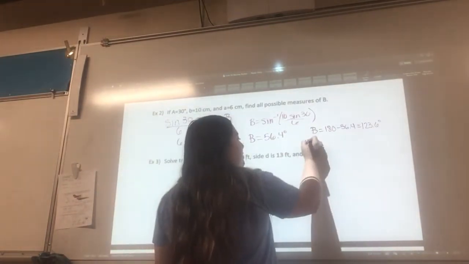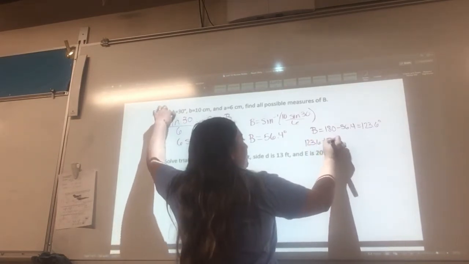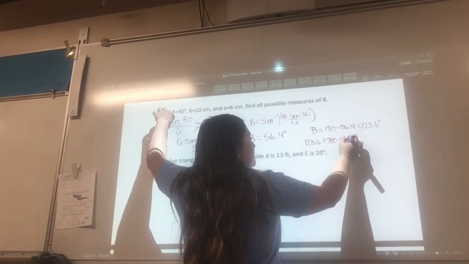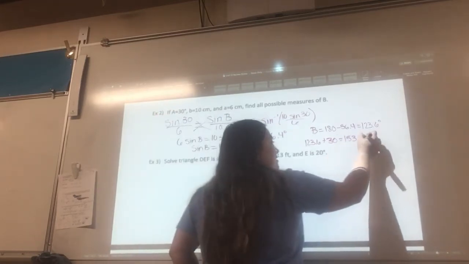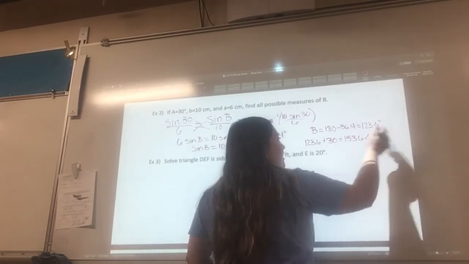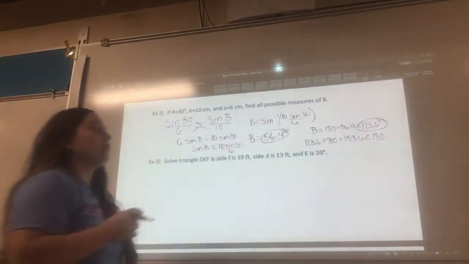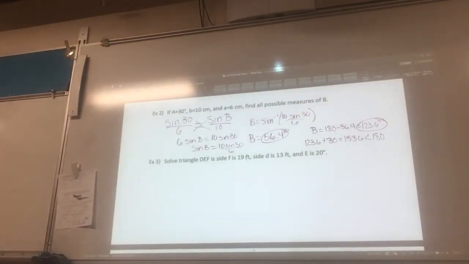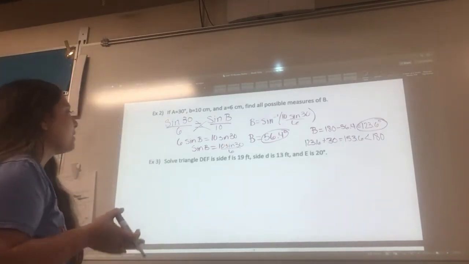So we take 123.6, we're going to add the given angle, so 30, and we're going to see that this is 153.6. Since this is less than 180, both 123.6 and 56.4 are possible measures of B.